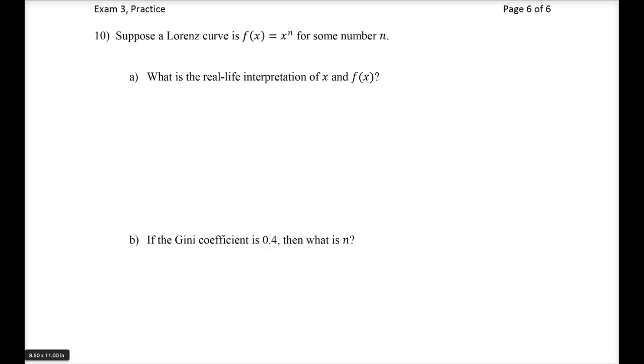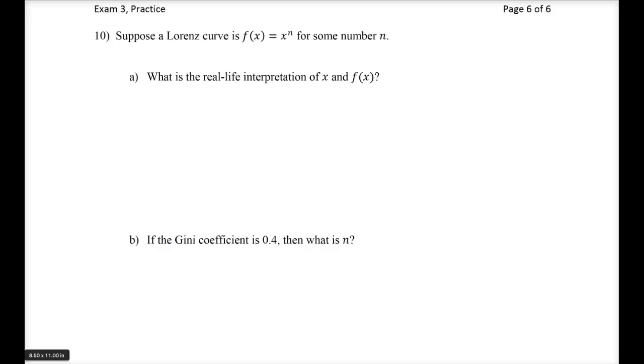All right, so this example is about the Lorenz curve and the associated Gini coefficient that goes along with that. And what this is really the math of is what we call income gaps. And so the Lorenz curve actually helps us to be able to see what our income gaps are in a particular country or population. And so what we're asked to do here, first off, is to interpret what the real life interpretation of x and f of x actually means, okay?